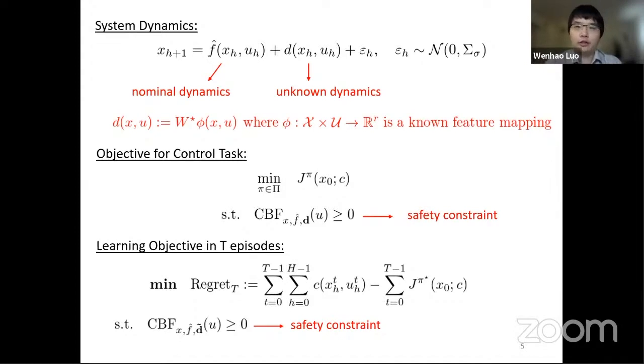So considering the learning process of T episodes, our objective is to minimize the regret, reflecting the performance deviation of control policies from our learner online from another control policy that is optimal if assuming we have access to the ground truth dynamics. And likewise, we want to maintain safety at all times, even with this unknown dynamics learned online. So in the paper, we show that we're able to derive algorithms that enjoy the sublinear regret bound in terms of number of episodes.